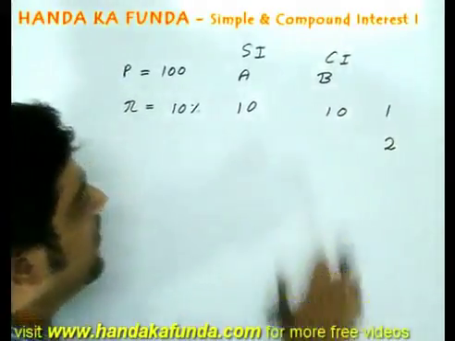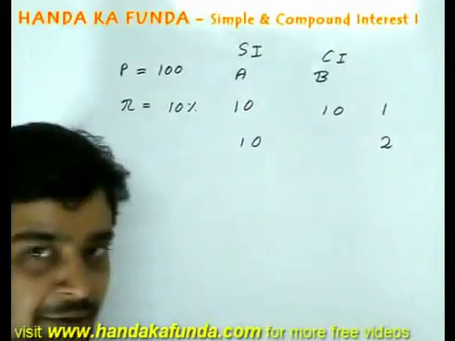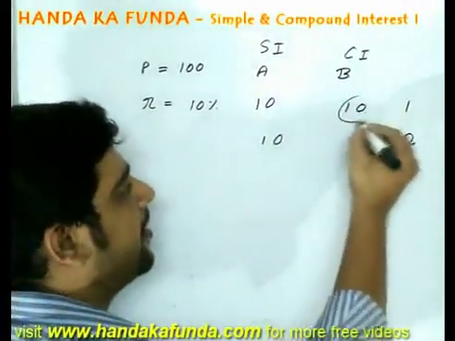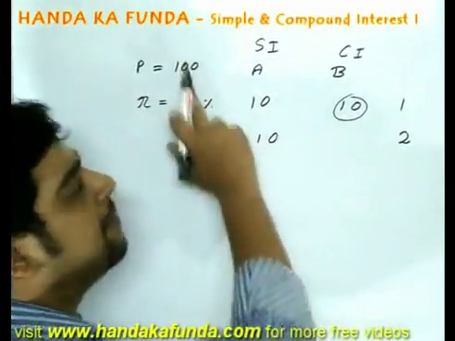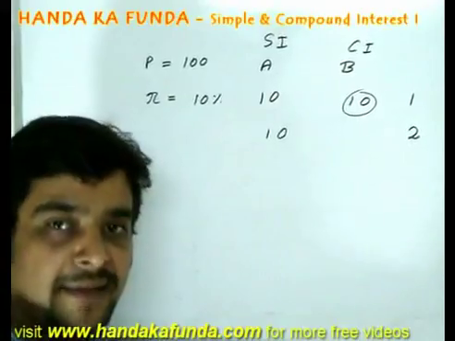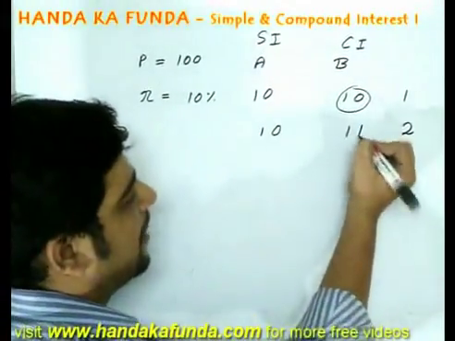In the second year, simple interest will be 10% on 100 rupees, it will still be 10 rupees. But compound interest will change. The interest earned in the first year will get added to the principal. So the effective principal becomes 110 rupees. Interest in second year is 10% of 110 rupees, that is 11 rupees.